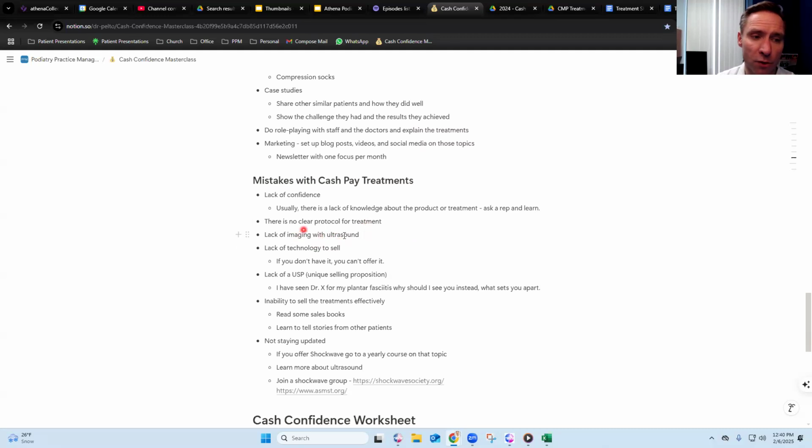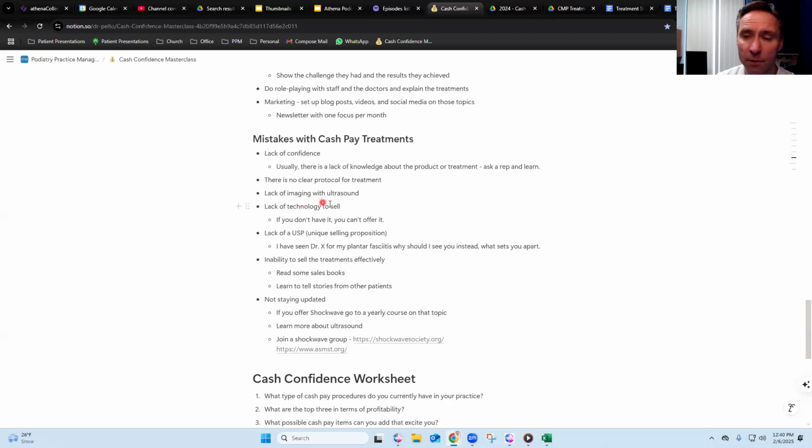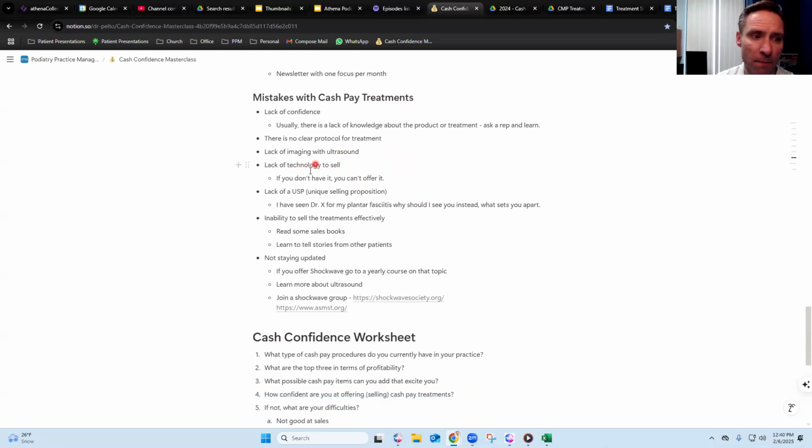Also, it makes it more difficult if there's no clear protocol. So I think having a protocol, if you have things to sell, like Swift, you have to have a protocol for warts. If you have Shockwave, you have to have a protocol for the things you're using that for. A big thing that helps me anyway is ultrasound. If you don't have ultrasound, it's really hard to do amnio. It's really hard to do Shockwave because you're not able to show the before and after, the effusion in the plantar fascia, and that just takes practice. And get a good one. Don't get a cheap one.